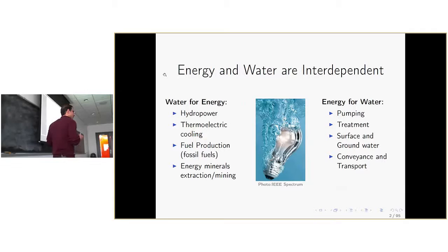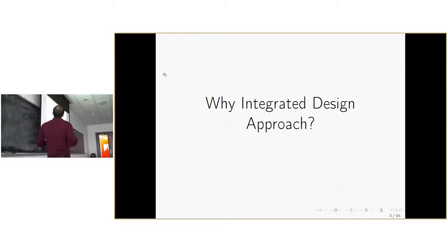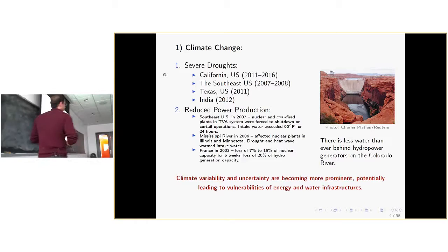So now the question is, why an integrated design approach? Why do we need to be worried about this interdependence today? Number one, the first is the climate variations. We have had severe droughts in California, in Texas, in other countries such as India. Due to these climate variations and climate variabilities, our infrastructures are becoming more and more vulnerable.